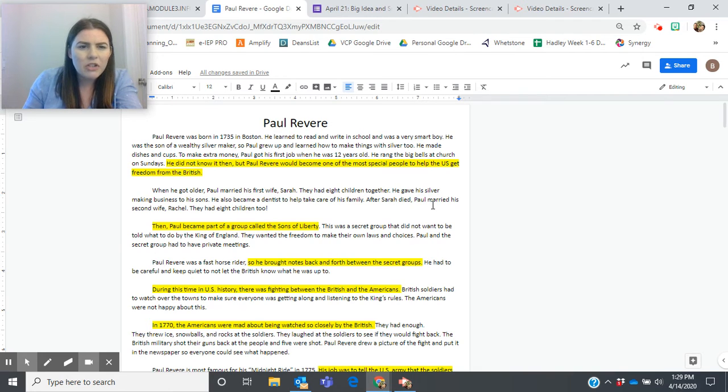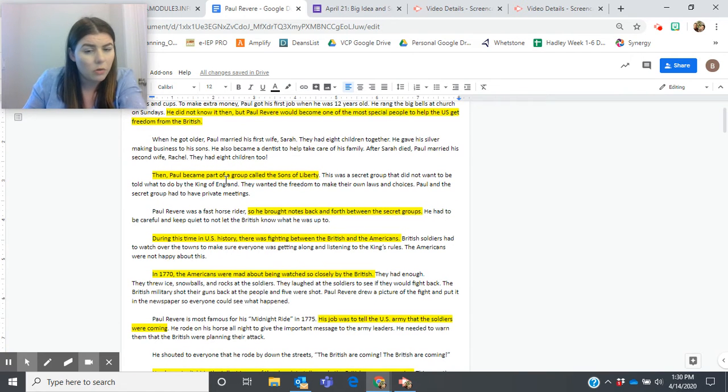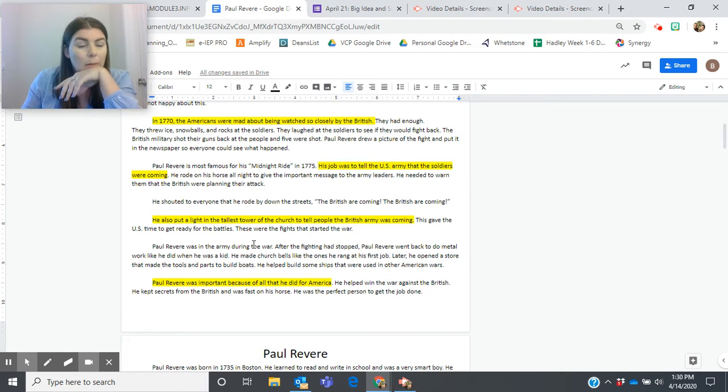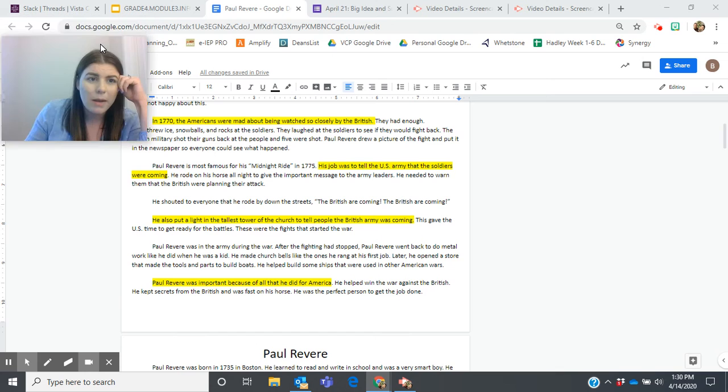So the first thing I'm going to do is I'm going to go back and I'm going to look through the topic sentences that I highlighted. He did not know it then, but Paul Revere would become one of the most special people to help the U.S. get freedom from the British. He became part of a group called the Sons of Liberty. He would bring notes back and forth. The British and the Americans were fighting. They were mad about being watched. His job was to tell the U.S. Army that the soldiers from Britain were coming. He warned them by shouting, by putting a light in the tallest tower. And he was important because he did a lot for all of America.